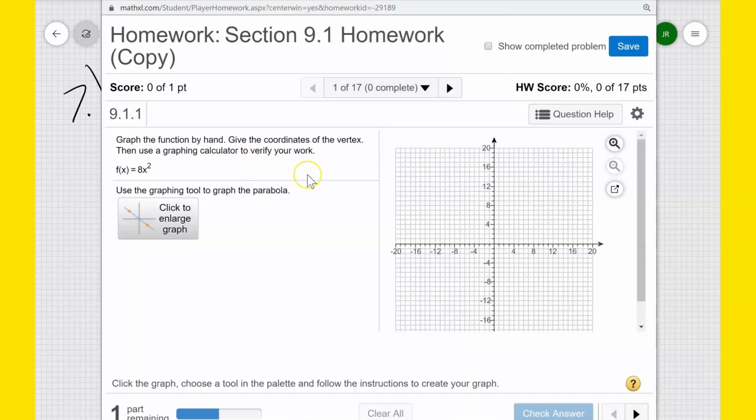Alright, now I want to go through a few of your homework problems to help you get the feel for how to do these. It says graph the function by hand, give the coordinates of the vertex, then use the graphing calculator. We're not going to use the graphing calculator, we're just graphing it on the Math Excel graph here. F of x equals 8x squared. First of all, what is the vertex? There's nothing added with the x in parentheses, and nothing added after the x squared. Therefore, the vertex is 0, 0.